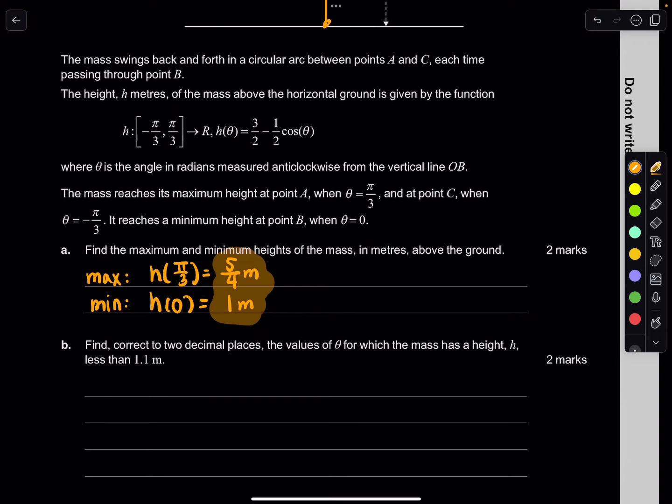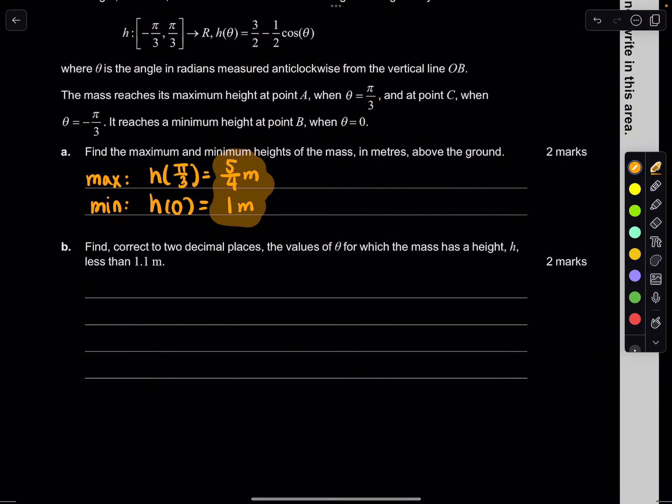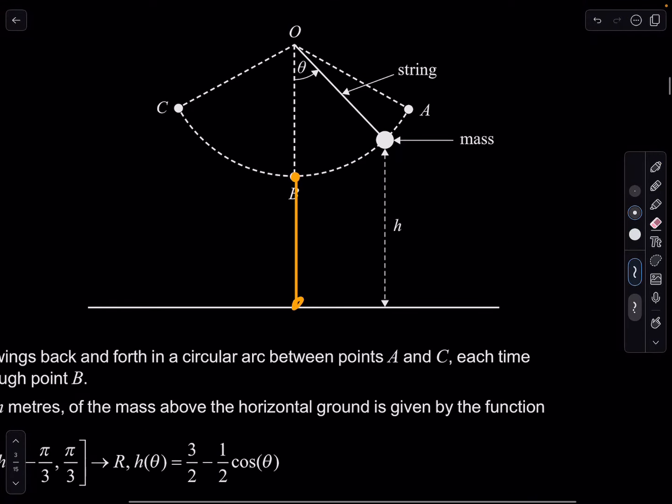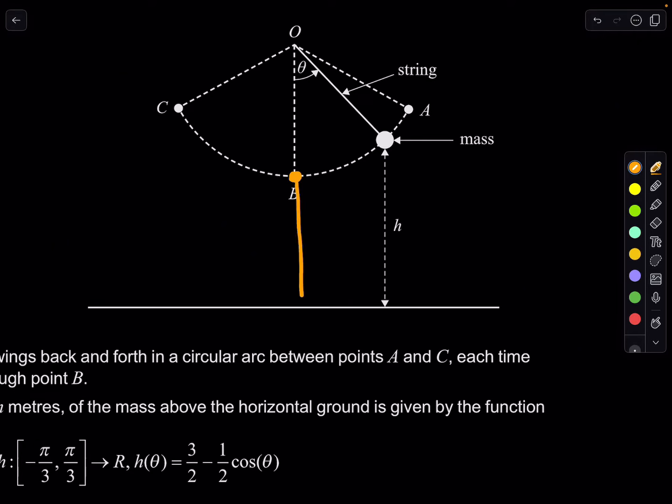Okay, next question. Find, correct to 2 decimal places, the values of theta for which the mass has a height of h less than 1.1 meters. Let's think about that. If the mass is at point B, the lowest height, it's at 1 meter. We know that if the angle increases, the height increases. Let's say this here is where 1.1 is. Because of symmetrical properties, this also would be the same distance, but the angle would be negative.